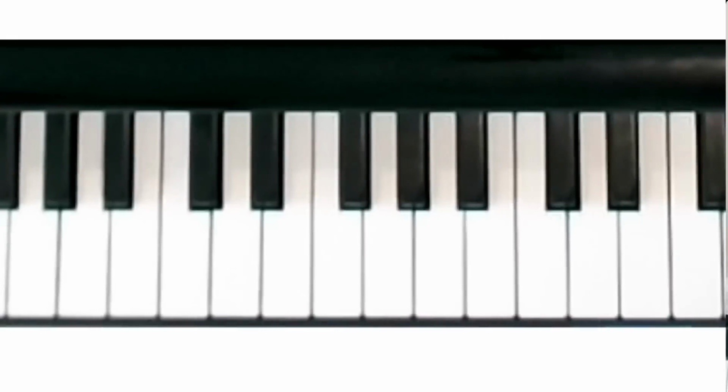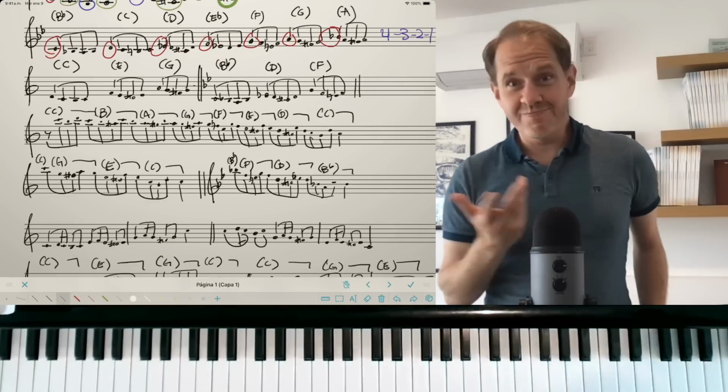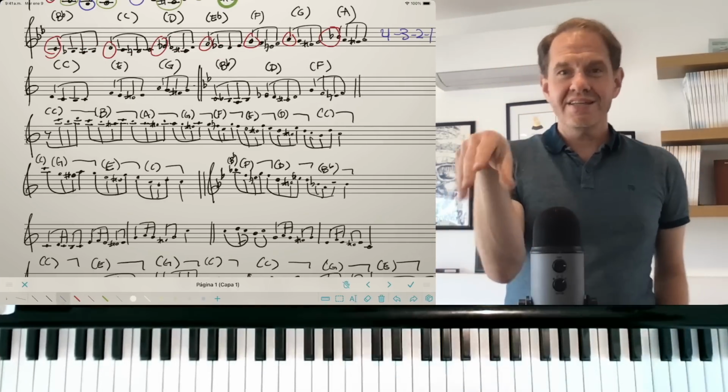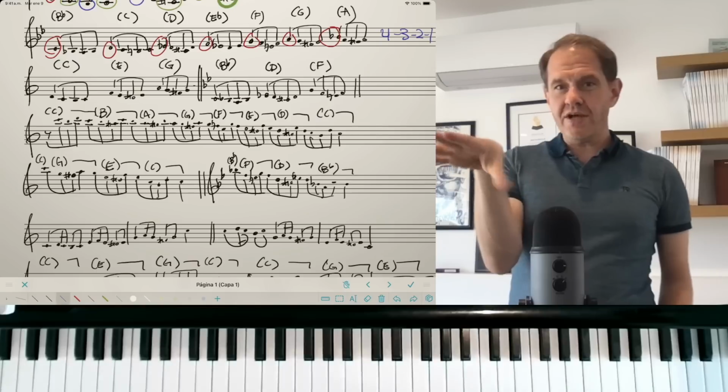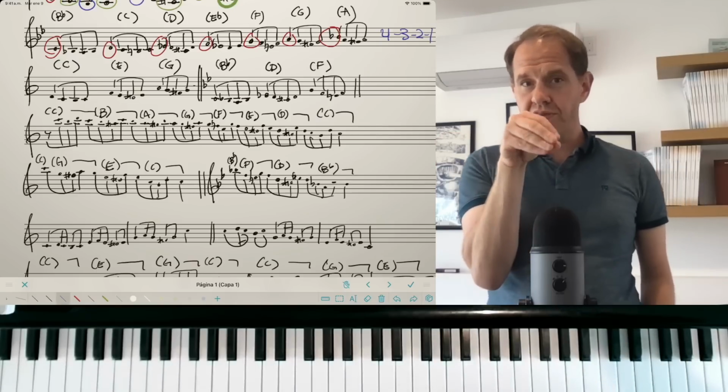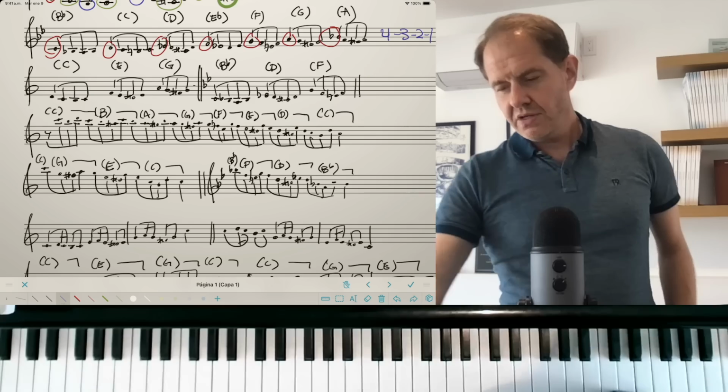Now, you might be saying, I can barely see your thumb, and that's showing you something very important, which is that in this kind of figuration, the rest of the hand is kind of draped over the thumb, which is kind of interesting. All right.